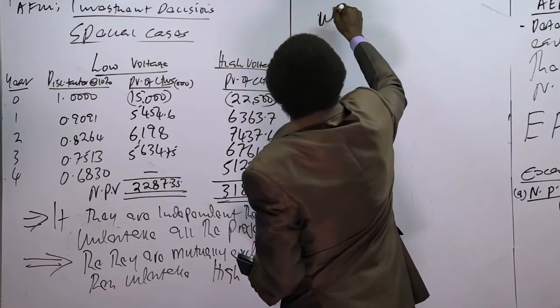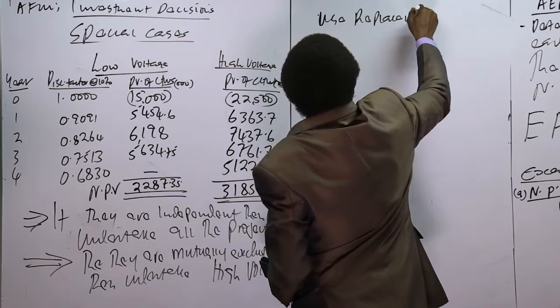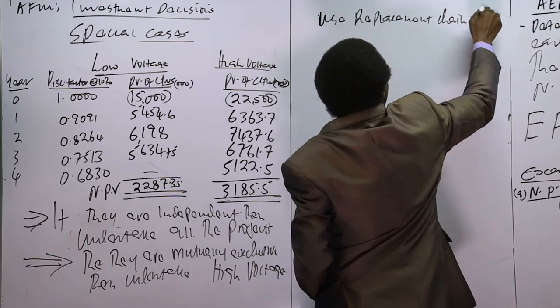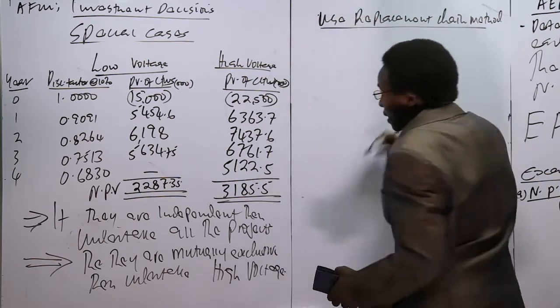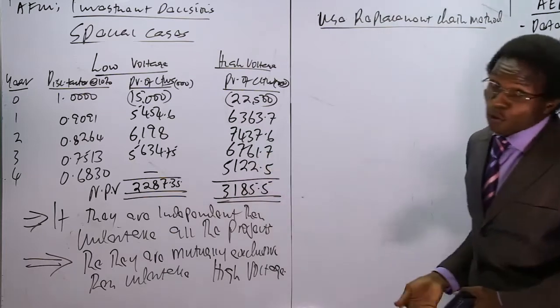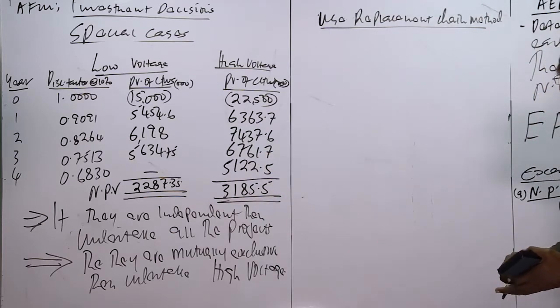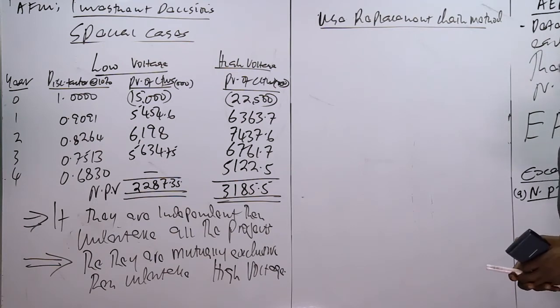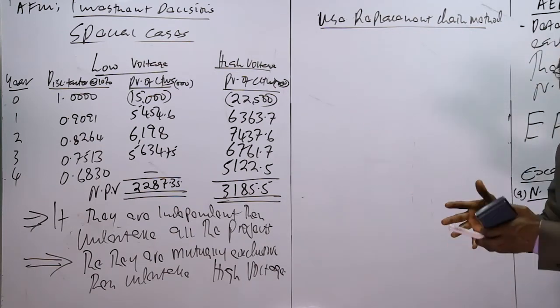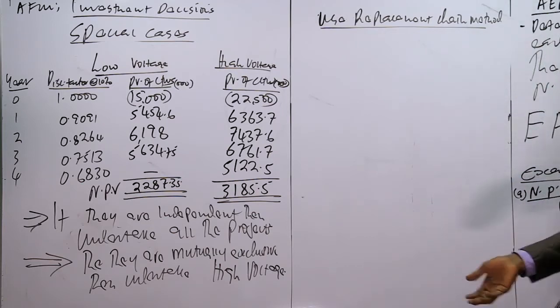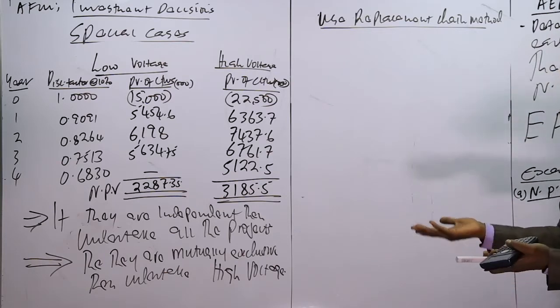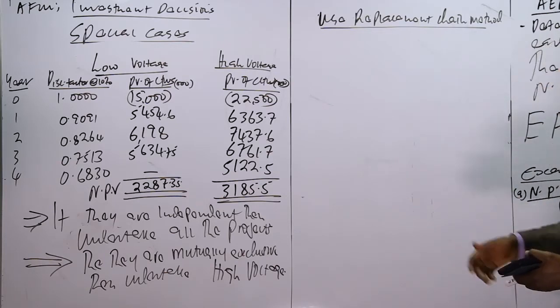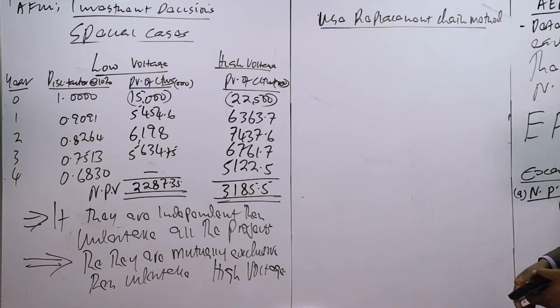Replacement chain method, because we realize that one has three years and the other 4 years. So NPV alone cannot really make a good decision, because the 3-year machine may have few years of generating sufficient cash flows, while high voltage has more years and it will generate more cash flow. So it may be preferred to the low voltage because it has enough time to provide sufficient funds to have a higher NPV. So let's prove whether high voltage is the best by using the replacement chain method.